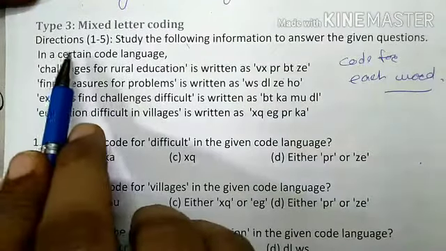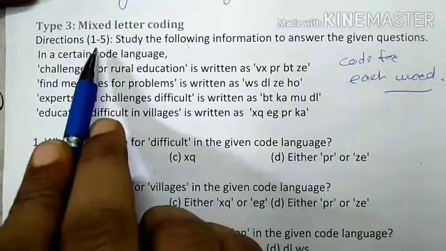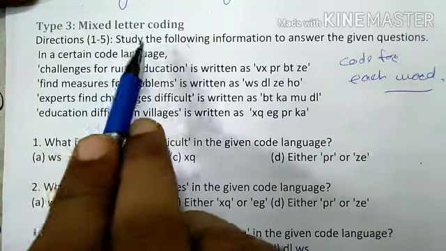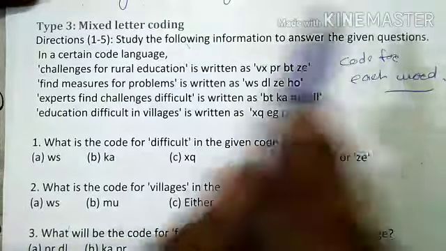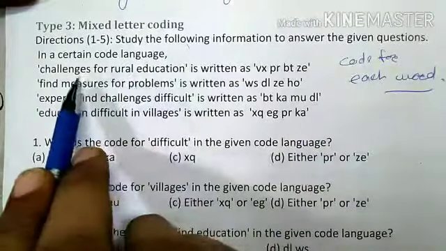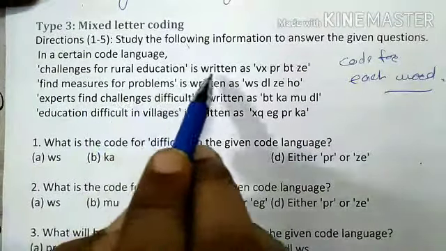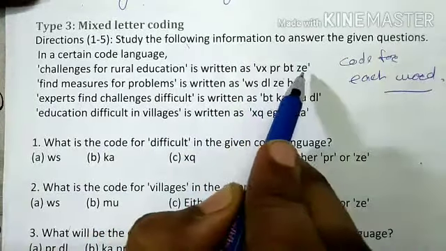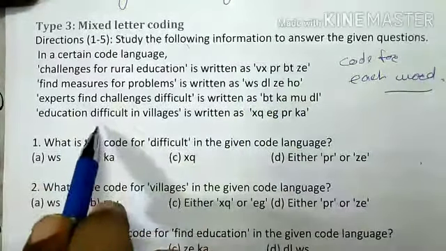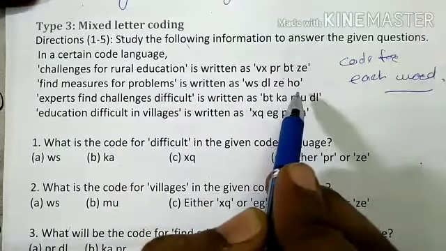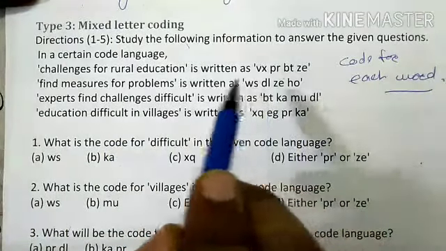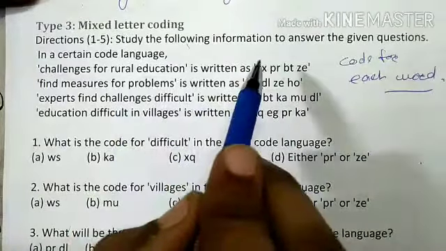First of all, we will read the direction for this question. What is given in the question? Study the following information to answer the given questions in a certain code language. Challenges for rural education is written as VX, PR, BT, JD. Likewise, 4 messages are coded into 4 different codes. Now we will find out the code for each word.